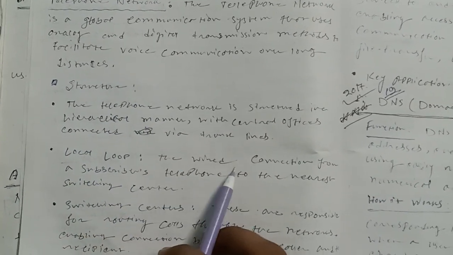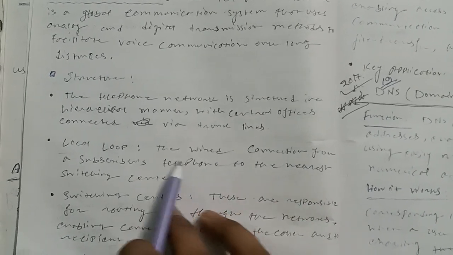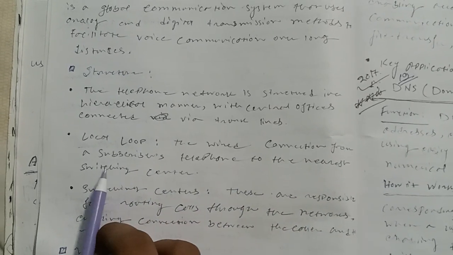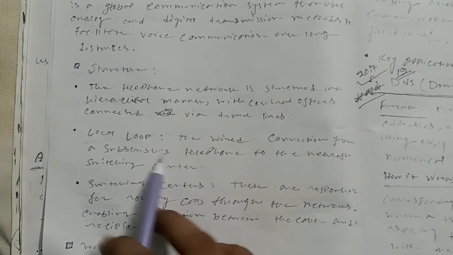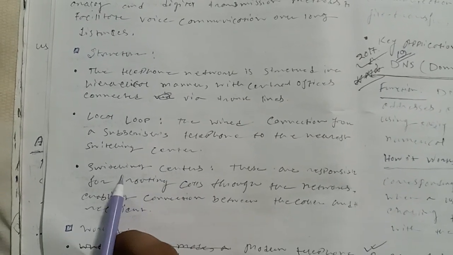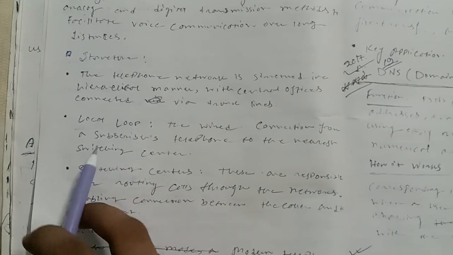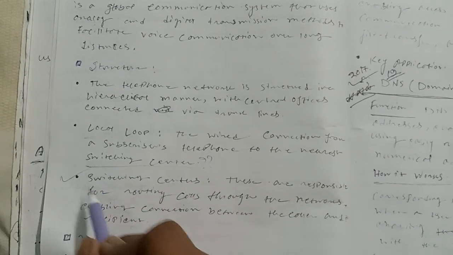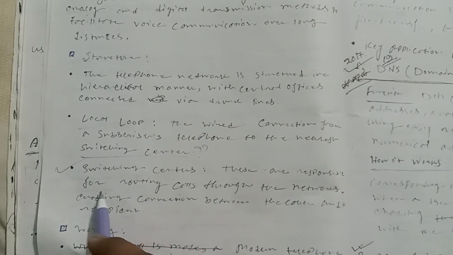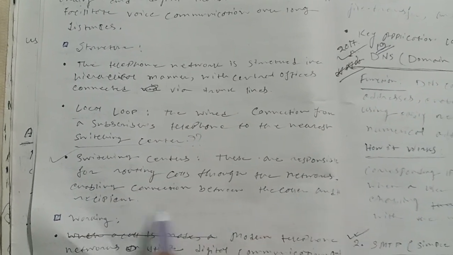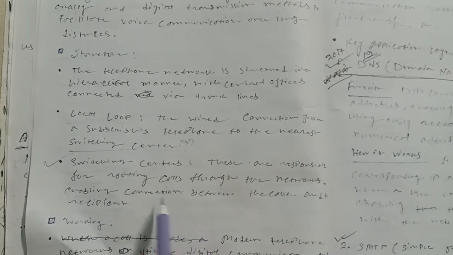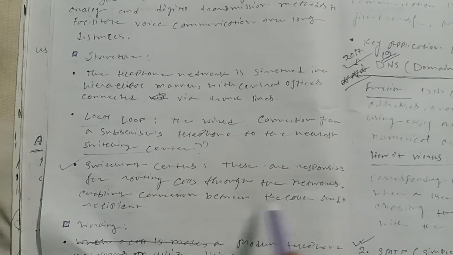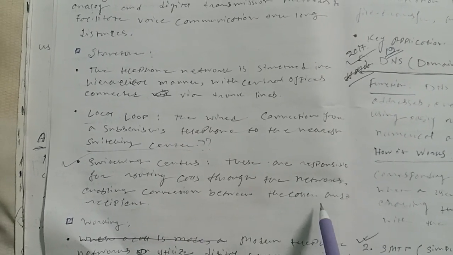So what is the local loop? The wired connection from the subscriber's telephone to the nearest switching center is called the local loop. And switching centers, what are they actually? Switching centers are responsible for routing calls through the network, enabling connection between the caller and the recipient.